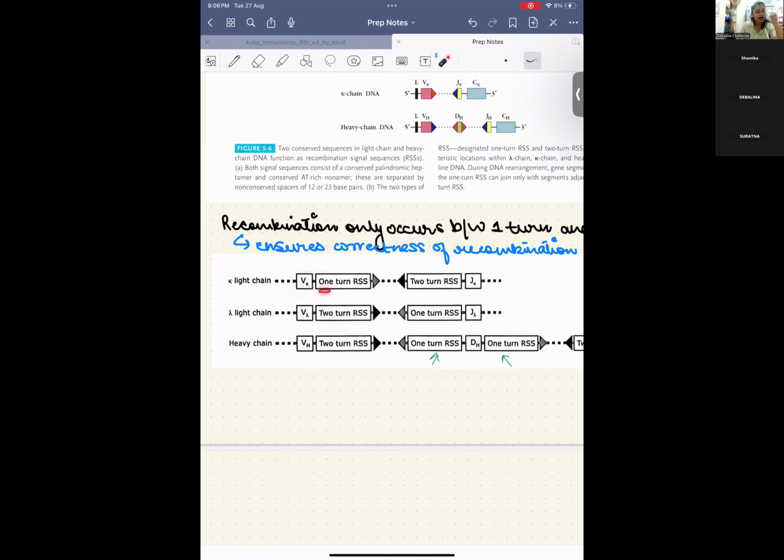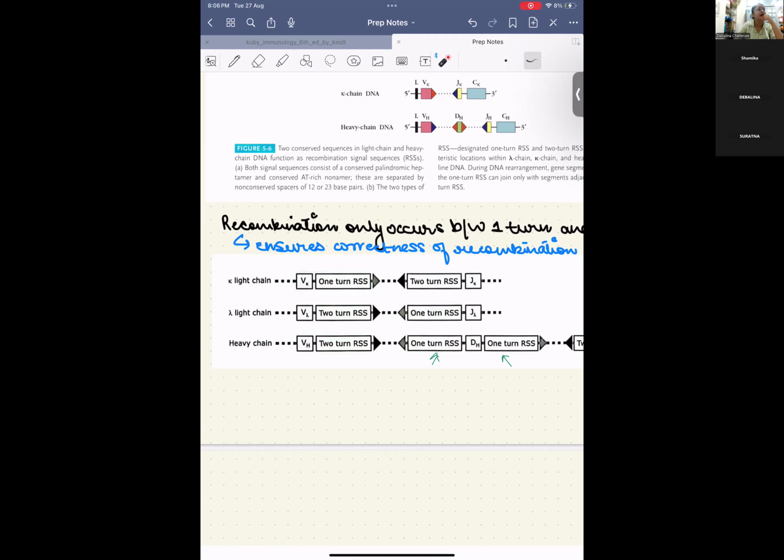That is a one-turn RSS sequence in between the V and J. So until this point, we were calling everything that is between V and J an intron sequence, so it is going to be spliced off. But the introns essentially are non-coding sequence, but they have a very important role to play in the overall process of splicing. So in the overall transcript that forms, the introns do have a role to play.